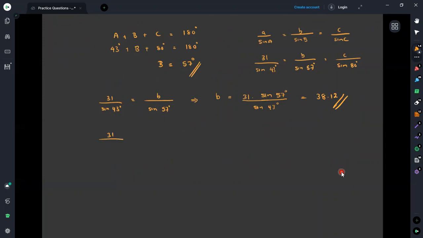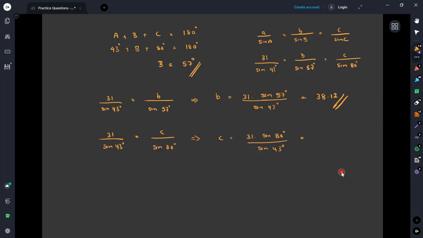Then we can take this as 31 divided by sine 43 degrees is equal to, now the first and third terms are equated, sine 80 degrees. Then we can take the value of c, it is equal to 31 times sine 80 divided by sine 43. Then we can find the solution. It is 31, we have to multiply it with sine 80.